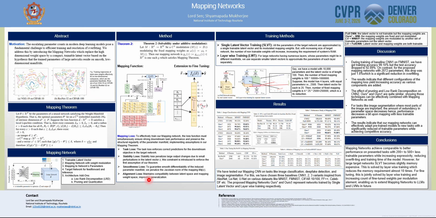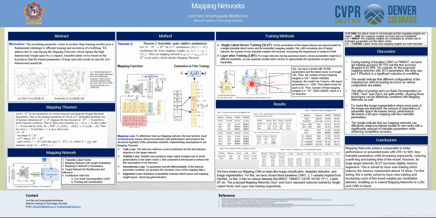We further explore 2 different training methods. First one is SLVT, where a single latent vector approximates all the parameters of the network. This works well for smaller networks, but as the model grows in size, the number of fixed mapping weights grows significantly, increasing the memory requirements.